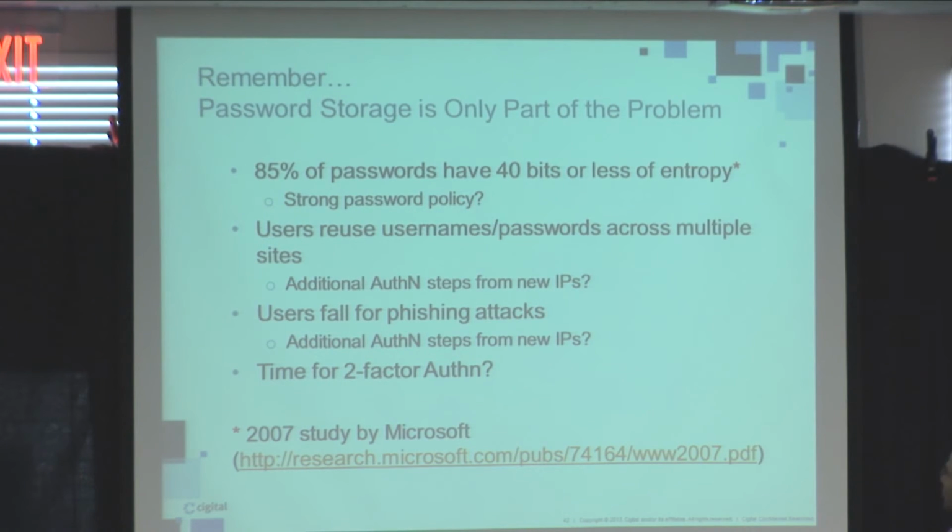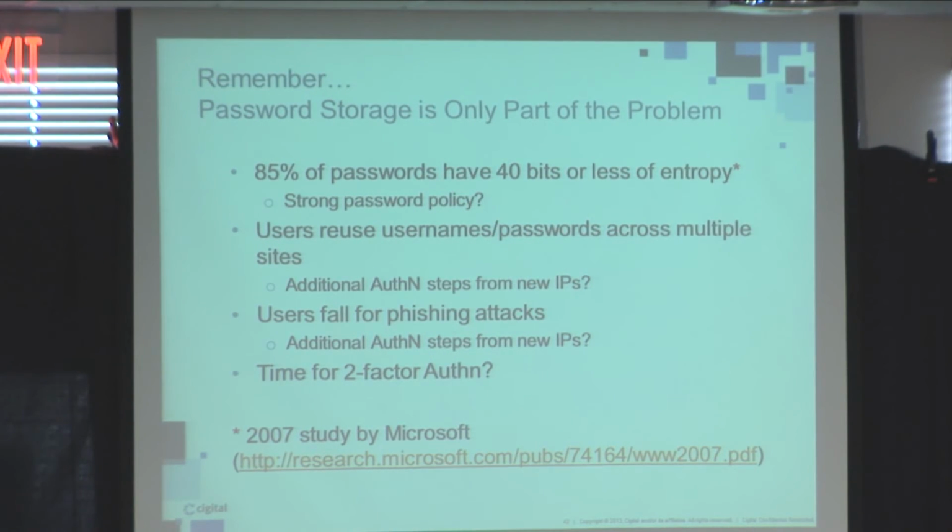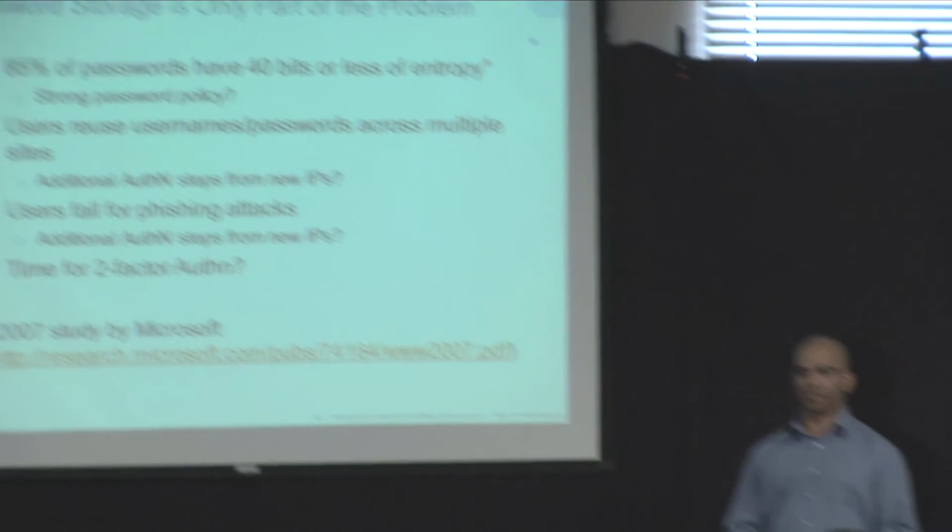Well, one possible solution might be additional authentication steps from new IP addresses. So when you get a login request from a different IP that you've never seen before, from a different part of the world, maybe you require some other verification. And many of Google's services, for example, actually do this. So if you try logging in from a different country that you never logged in from before, it might ask you for some kind of a one-time password verification, verifying against your phone number, something like that.